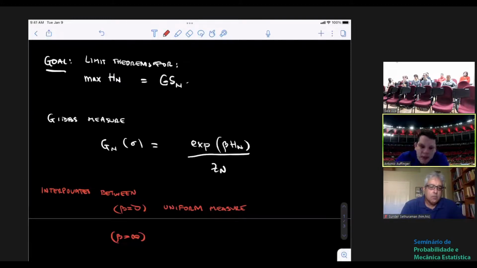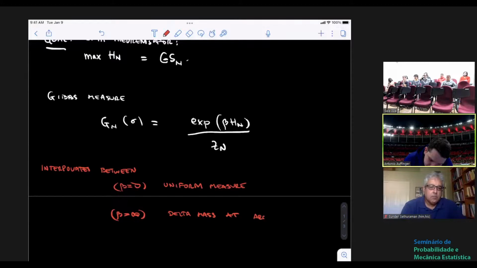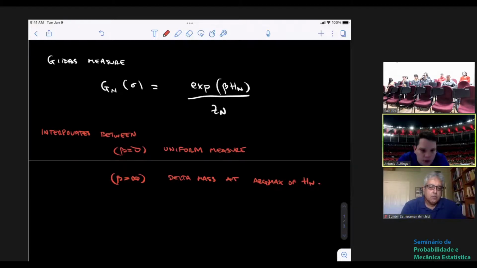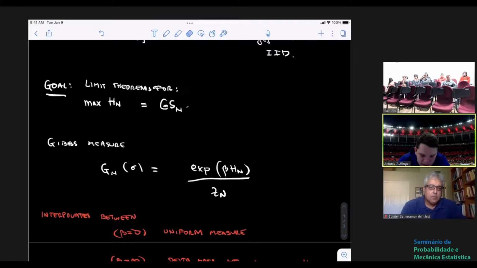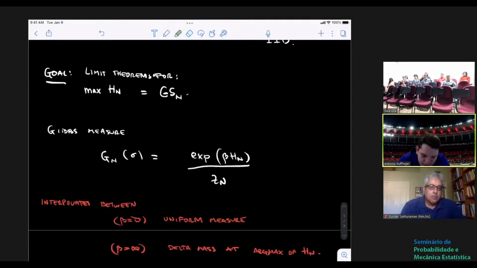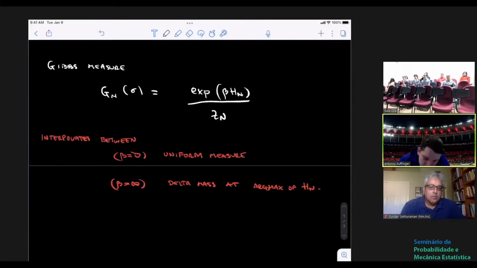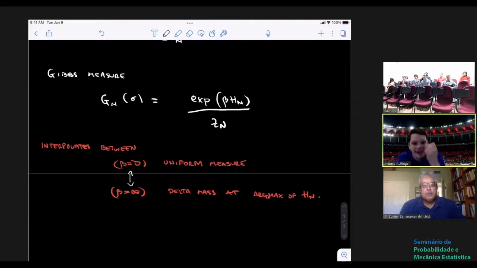At beta equals infinity, this measure just concentrates the delta mass at the argmax, or possible argmaxes if there are multiples. This is a hard problem, so you make it softer, just to try to analyze the Gibbs measure. What you want to understand is what happens between 0 and infinity. At high temperature, where beta is the inverse temperature, things are easy to describe. You just have the uniform measure. At beta equals infinity, that's our goal. And the other question is, what happens to this sequence of measures G_n?